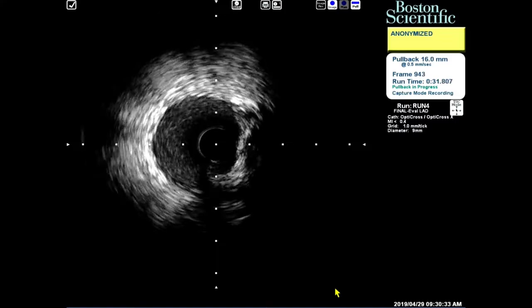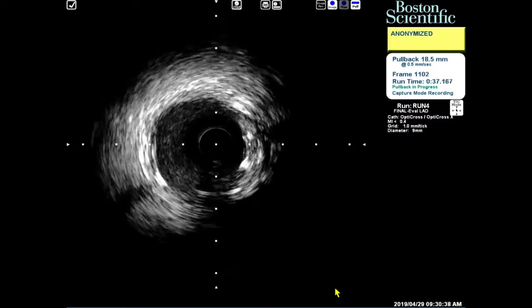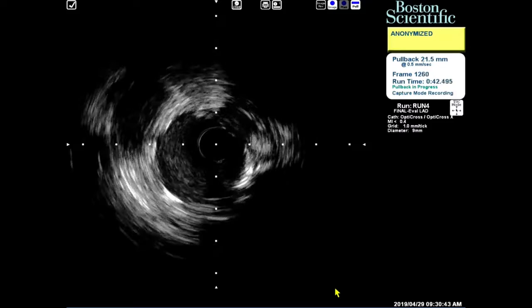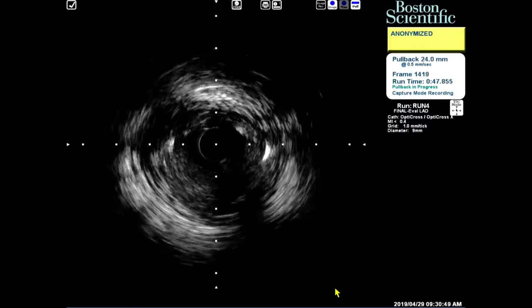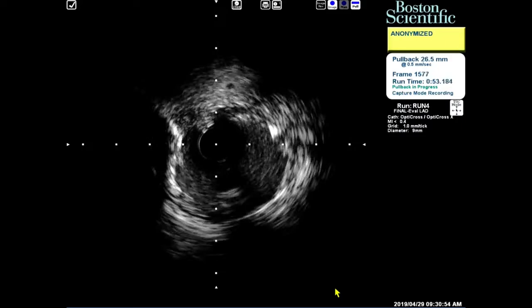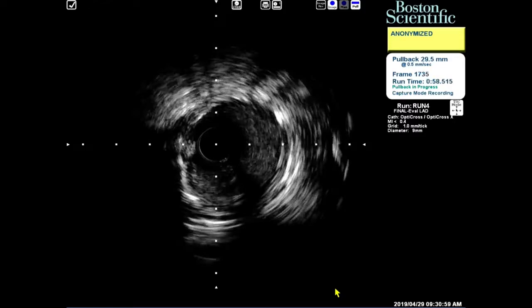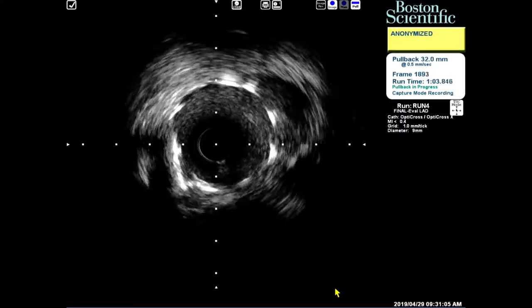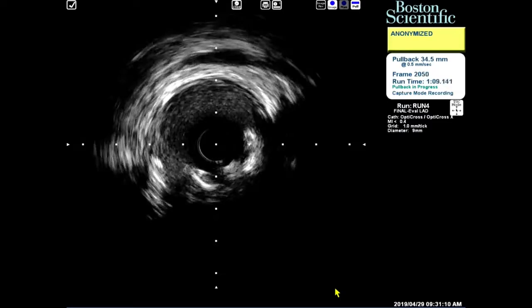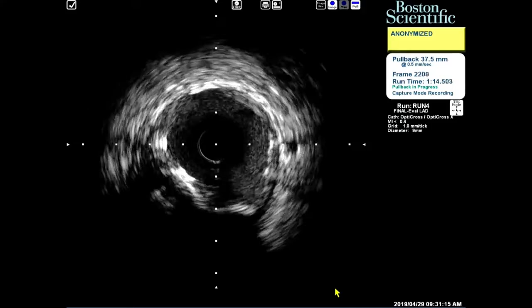At least 2.75. Here is 3.0. Here I apply the high pressure, using the 3.0 balloon up to 20. So here the stent is opposed to the vessel wall, but there is some small malapposed area, maybe due to the calcification. In a calcified lesion, perfect apposition is sometimes not possible.